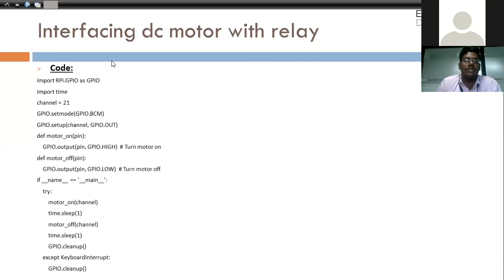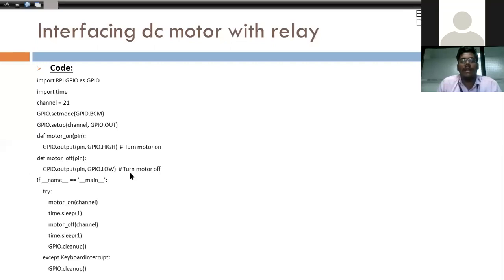In this code I'm writing a main function: if __name__ == "__main__". So this is the main function. Python is an interpreted language, so it gets executed line by line. If I mention the main function here, the execution starts from main. If you didn't mention the main function, the execution starts from the start point: channel, GPIO setmode, setup, then the functions.